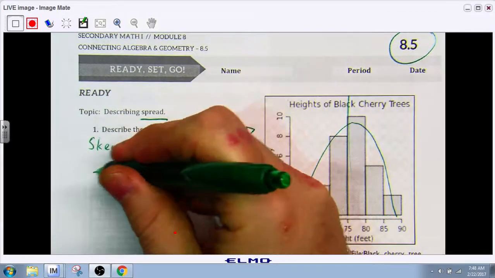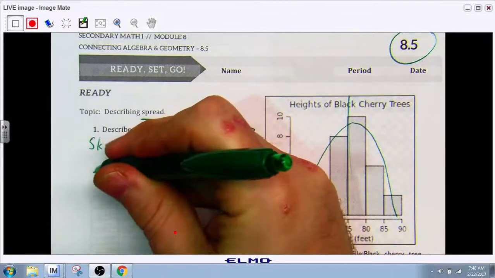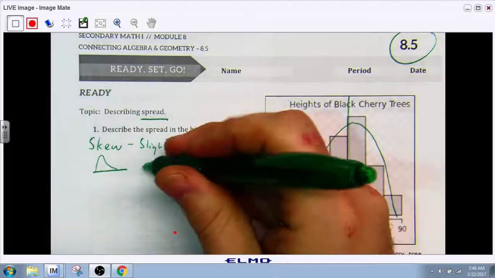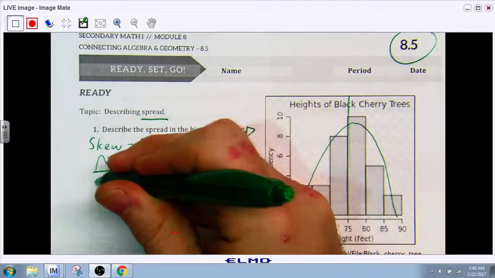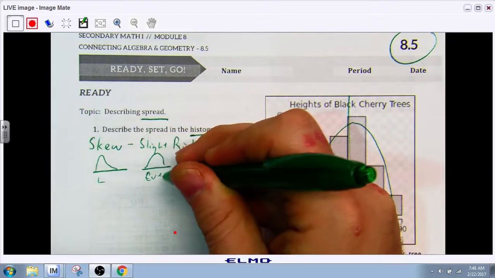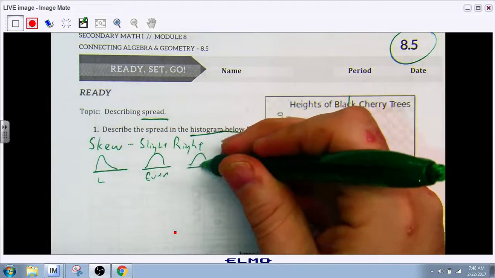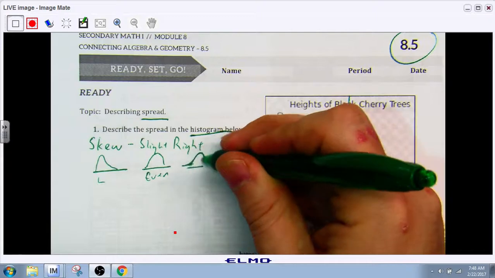You can imagine data sets going like this. That would be a left skew, this would be even, and then this would be right. Whoops, let me do this correctly. Okay, so that would be right. And so this is in between even and right. That's why I would use the word slight to describe the skew.